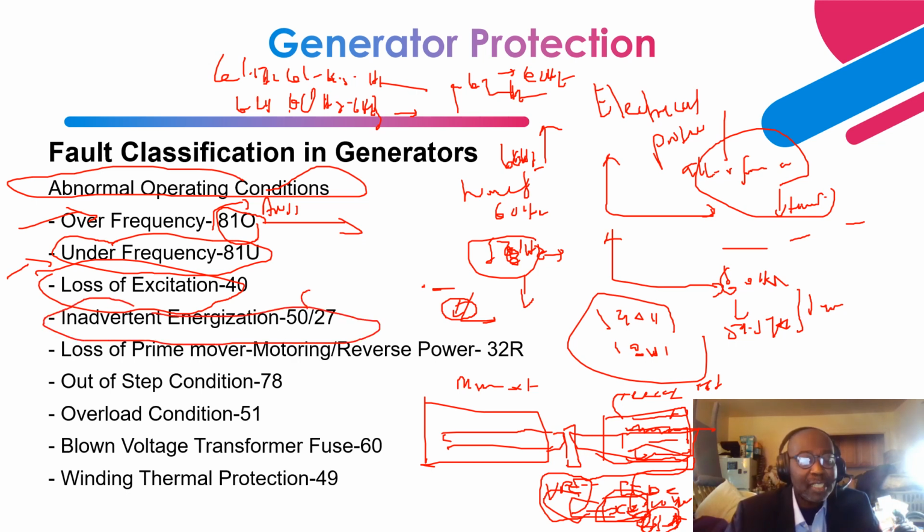Next is inadvertent energization. This is a 50/27 element. The 50 means instantaneous overcurrent, and 27 is an undervoltage element. So you have a turbine generator set that is integrated to a step-up transformer. Then you have a breaker before it goes to the grid. So this comes to the terminal.